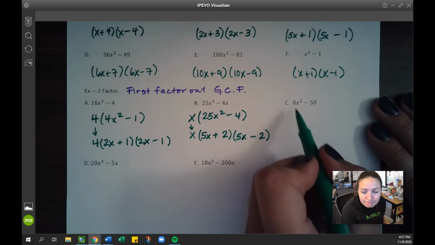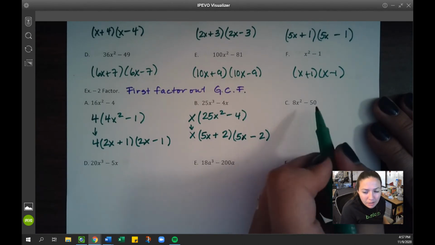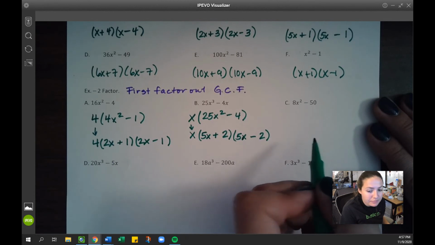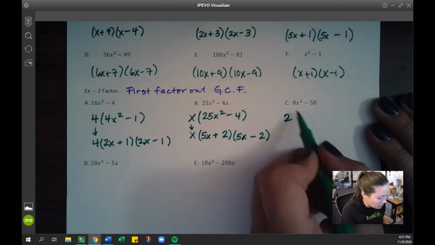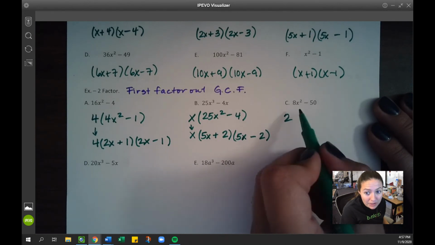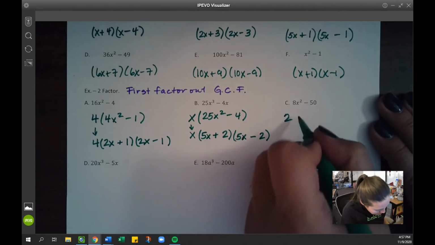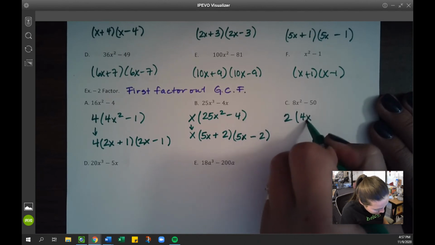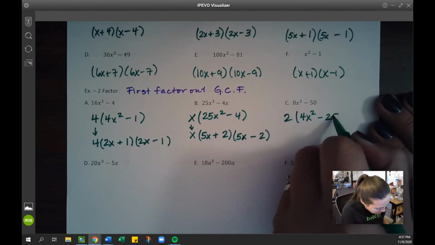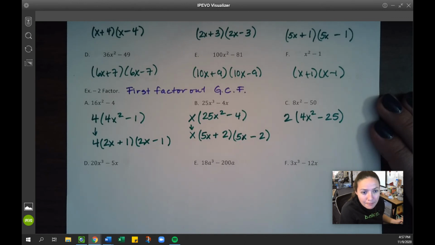How about C? Anything I can divide both 8 and 50 by? I can take 2 out. Do they both have an x? No, in this case they don't both have an x. The only thing I can take out is 2. If I take 2 out, I have 4x squared minus 25.